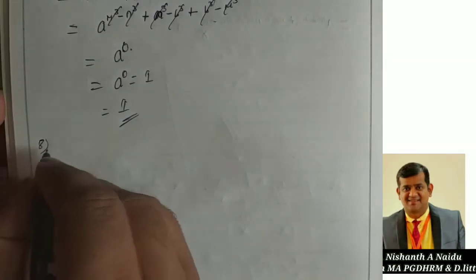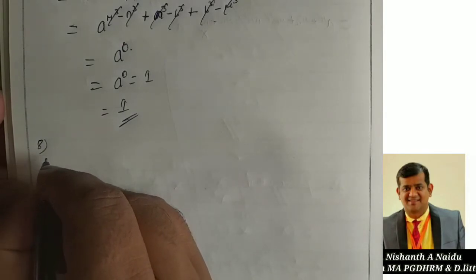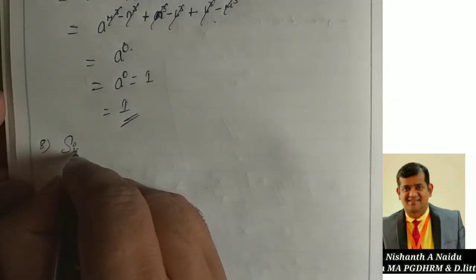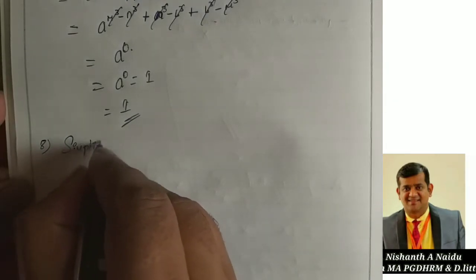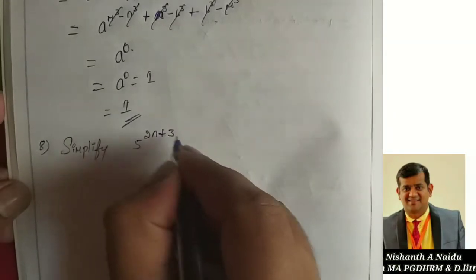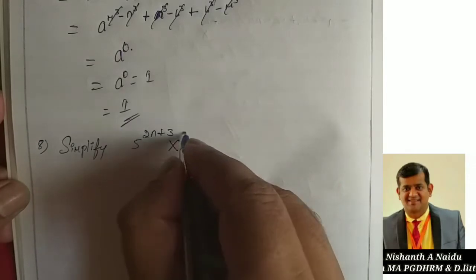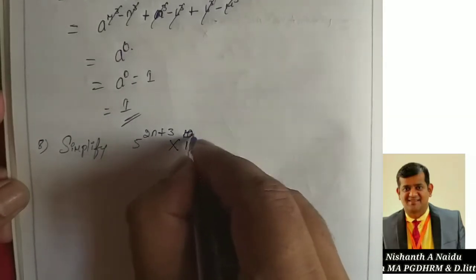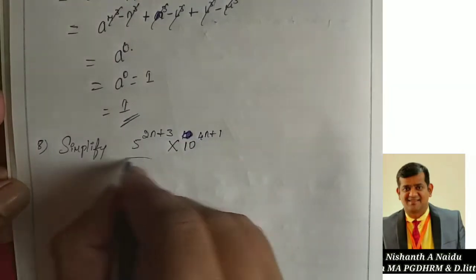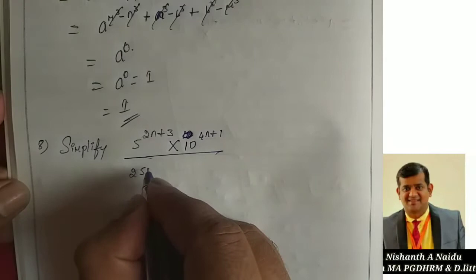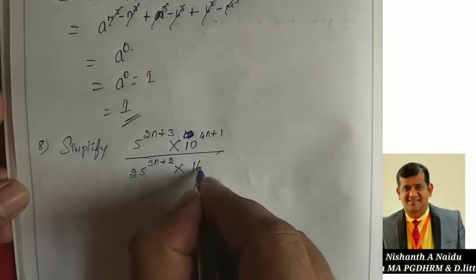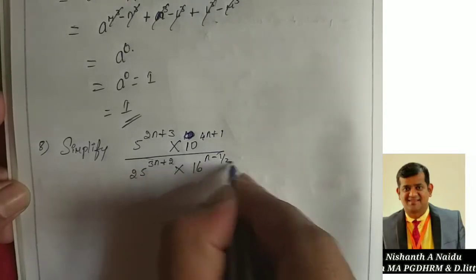Problem number 8, which has been asked in the year April-May 2011, University of Mysore. So simplify 5 to the power 2n plus 3 into 10 to the power 4n plus 1, divided by 25 to the power 3n plus 2 into 16 to the power n minus half.